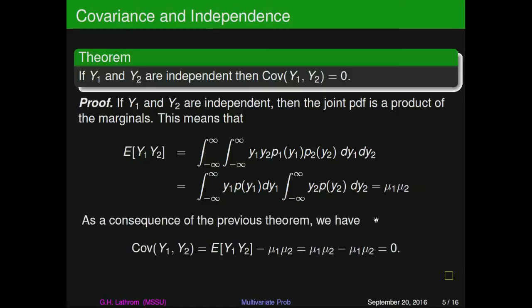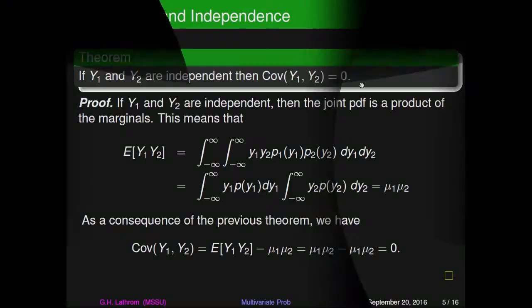So then from our immediately previous theorem, how we calculate our covariance, the expected value of y sub 1, y sub 2 minus the product of the expected values gives us mu sub 1, mu sub 2 minus mu sub 1, mu sub 2, and sure enough, we get a value of 0. So if we've got two independent random variables, we know for sure that the covariance between those two random variables will be 0.